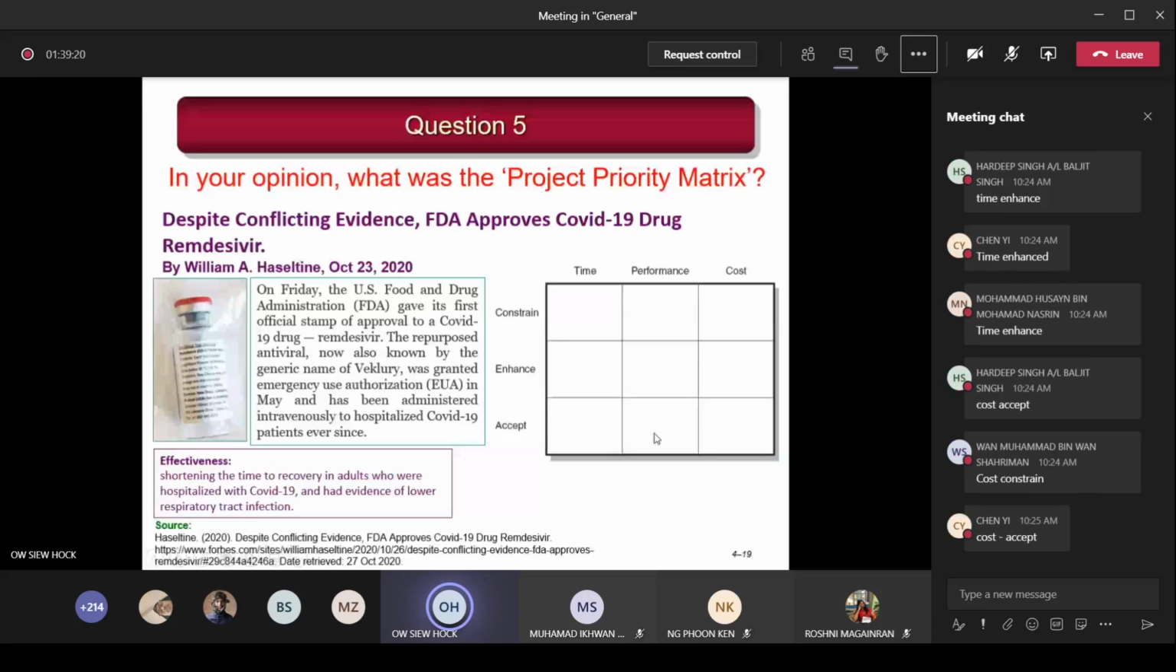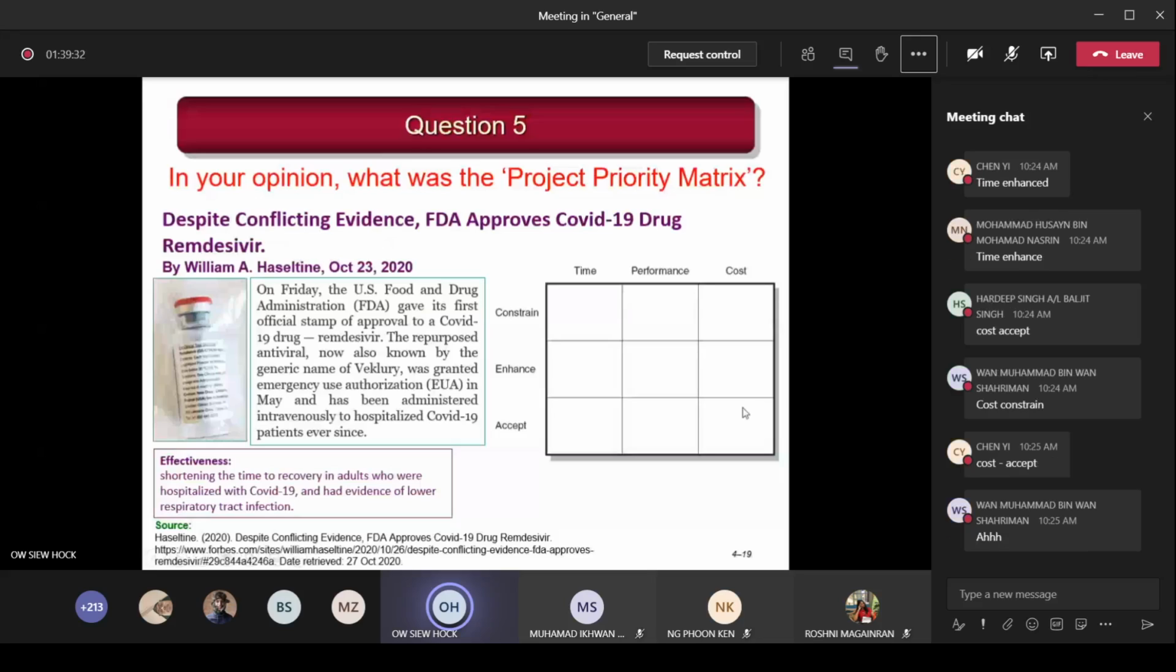Performance is accept. So usually we get 3 very unique ones. By right, the cost should be constrained, but we do not know the constraint amount. It can cost more. Whatever the cost incurred, it's usually quite costly to come up with this vaccine, with a lot of testing and clinical trials. So basically, you can understand at least the performance is accept and the time is enhanced. The cost is up to you to interpret.